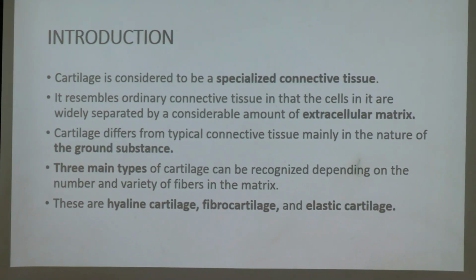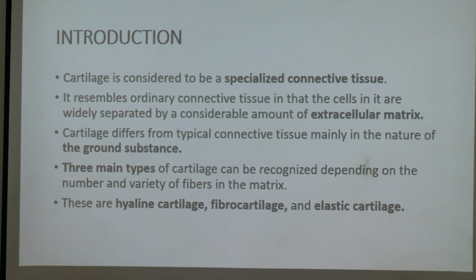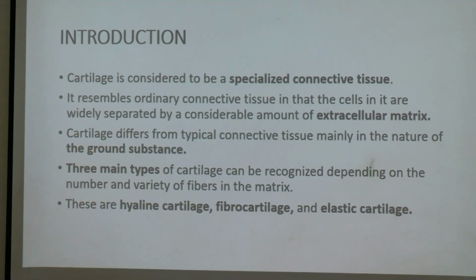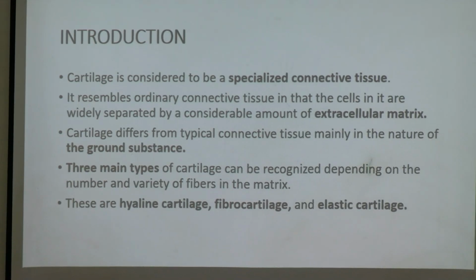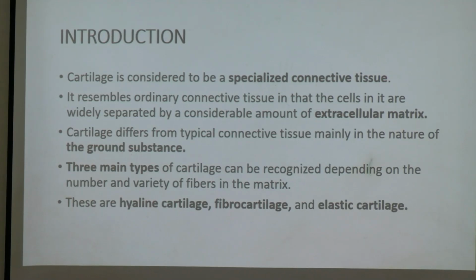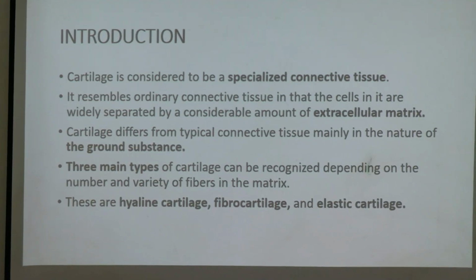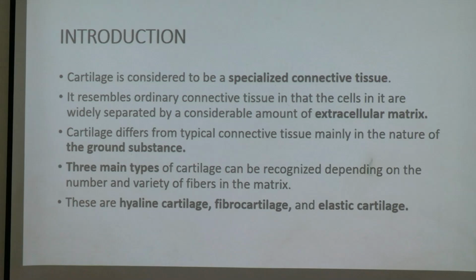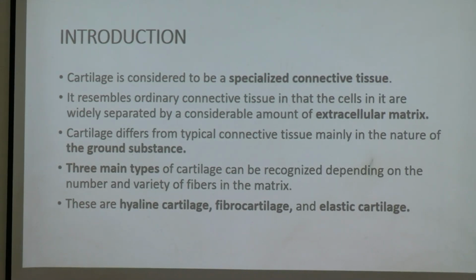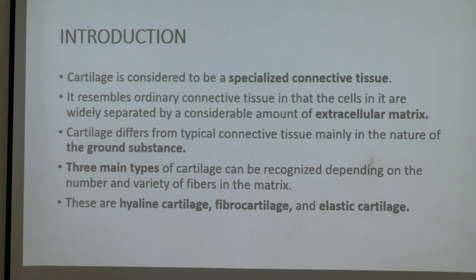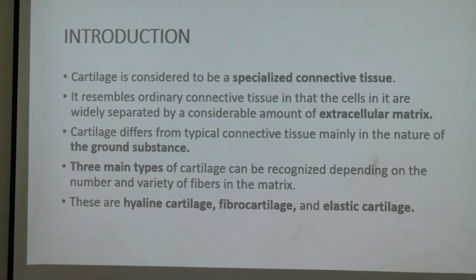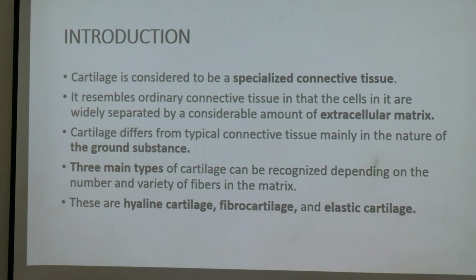Sure, thank you. So cartilage is a specialized connective tissue. We can see the presence of extracellular matrix and also the ground substance. The three main types of cartilage are hyaline cartilage, elastic cartilage and fibrocartilage. So on what basis do we divide them into hyaline, elastic and fibrocartilage? Any idea? Elasticity, okay. Different cell structure, fine. Any other answers? Based on the location, okay.